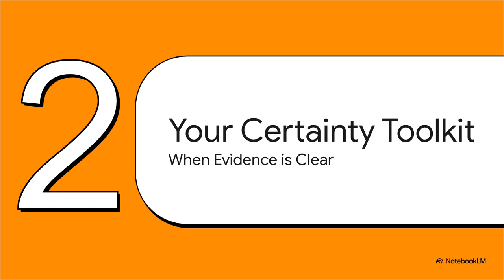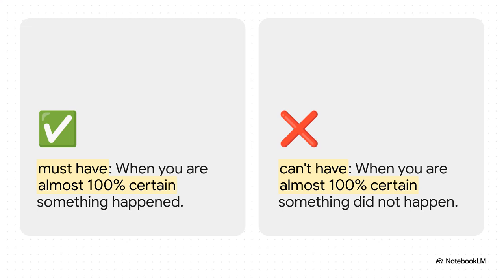All right, let's start with the easy stuff, the slam dunks. These are for the times when the evidence is so clear, it's basically pointing to one obvious conclusion. This is your toolkit for when you are almost 100% sure about what did or what didn't happen. So, you've got two sides to this certainty coin. When the evidence is just screaming that something happened, we use must have. You look outside, the roads are soaking wet. Well, it must have rained. Makes sense, right? And on the flip side, when you're just as certain that something was impossible, you use can't have. If your friend literally just walked out the door 5 minutes ago, she can't have arrived at her destination yet. It's a logical impossibility.